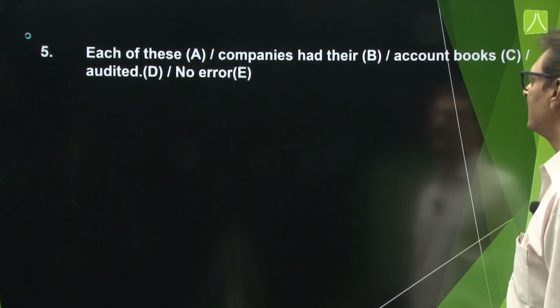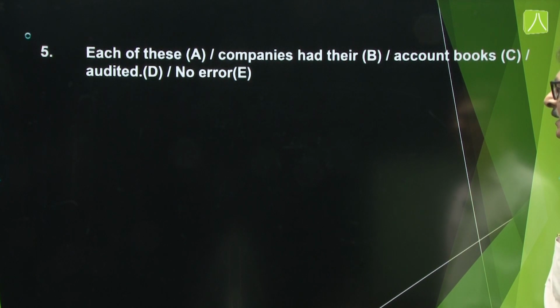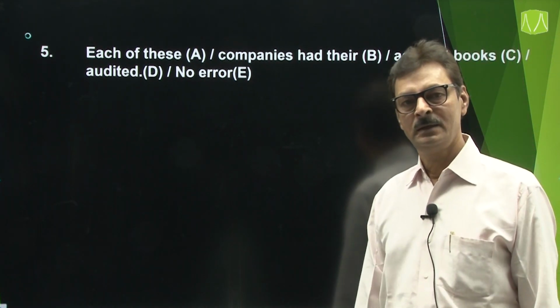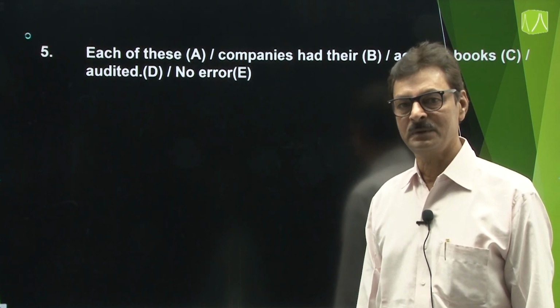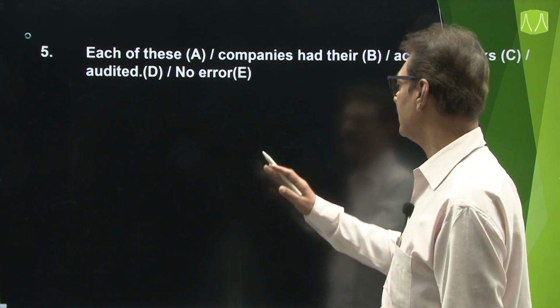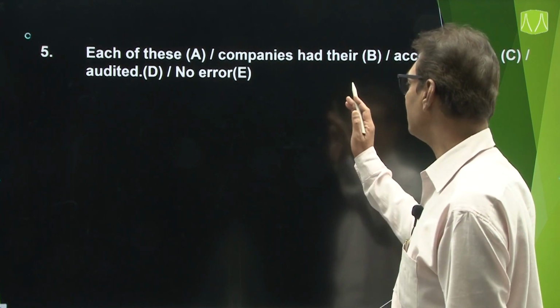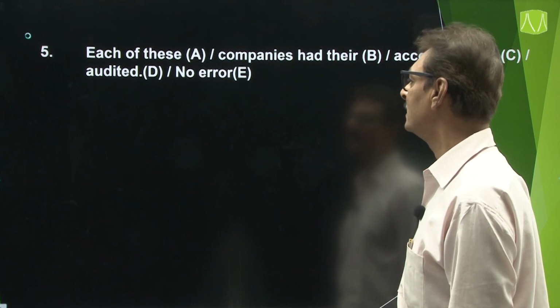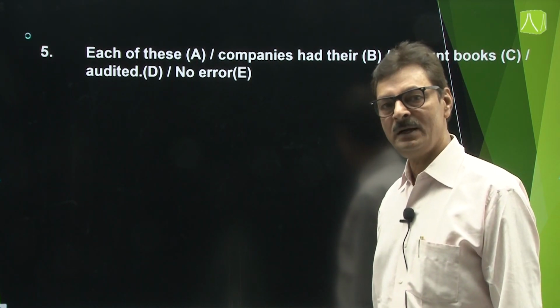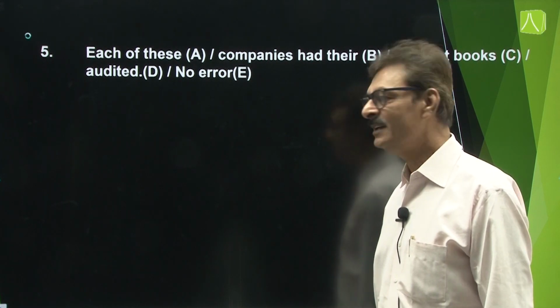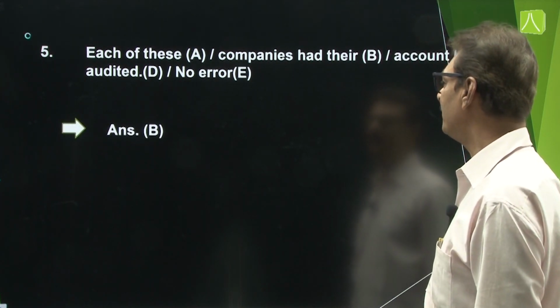Each of these companies had their account books audited. क्या है इसके अंदर error? Can you spot the error? Very quickly. Easy example. Each of these, no error in this. Companies had there. Something is there in this particular part. B में कुछ error नजर आ रही है. Have you identified it? Spot कर लिया आपने error? Good. The error is in part B.